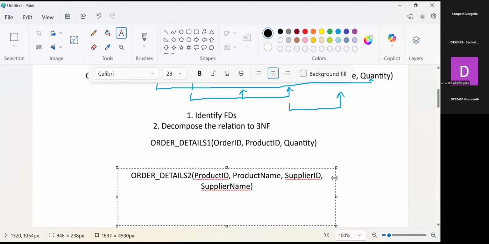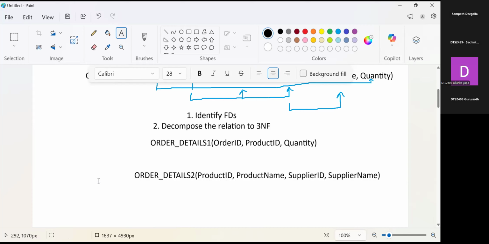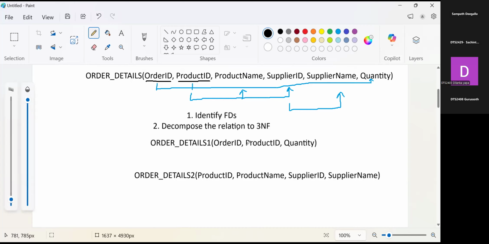So this is the second one. In this particular case, these two are the primary key, and this is fully functionally dependent and there's no transitive dependency. Therefore, immediately this will be in third normal form.